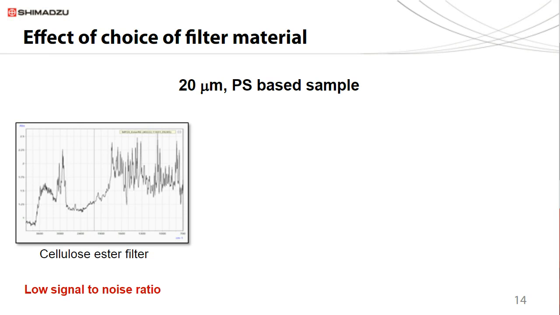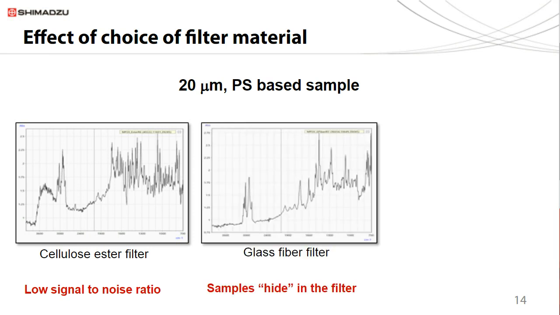As seen here, the spectrum of the microplastics on the cellulose ester filter was very noisy. Although some background subtraction can be done to improve the signal-to-noise ratio, heavy absorbance of infrared by cellulose ester would still adversely affect the quality of the signal. Glass fiber filter produced very good data. However, it was quickly apparent that the particles could, quote-unquote, hide between the glass fibers, making the measurements very challenging.